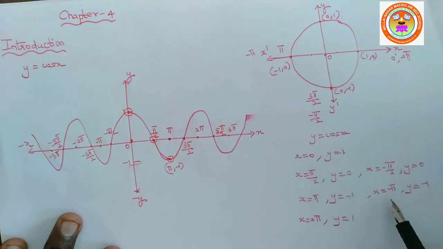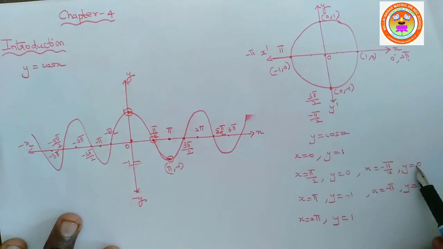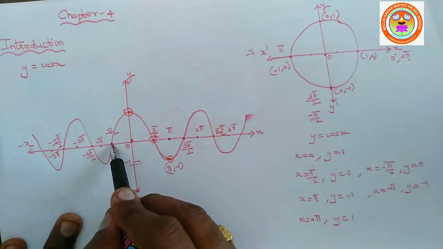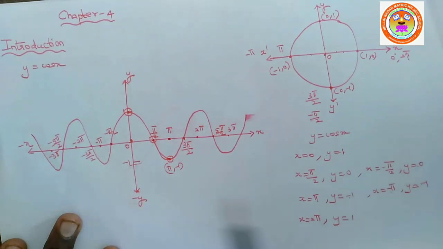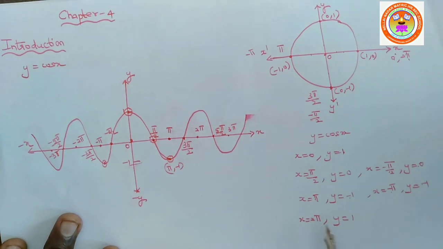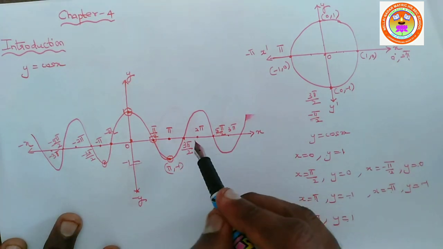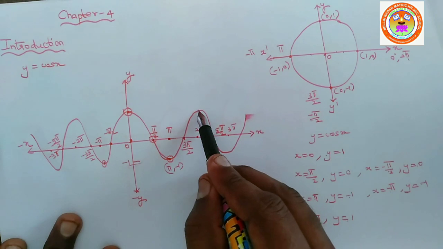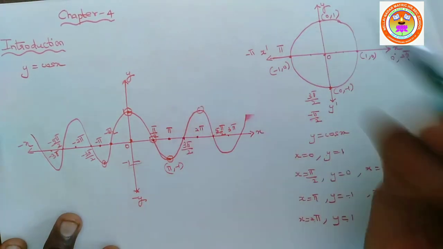Next minus pi by 2 comma 0. This is minus pi by 2 comma 0. Minus pi comma minus 1. This is minus pi, this is minus 1. This point is minus pi comma minus 1. 2 pi comma 1. Where is 2 pi? This is 2 pi. This is 1. 2 pi comma 1. If you want, you can use 3 pi by 2 also, no problem.